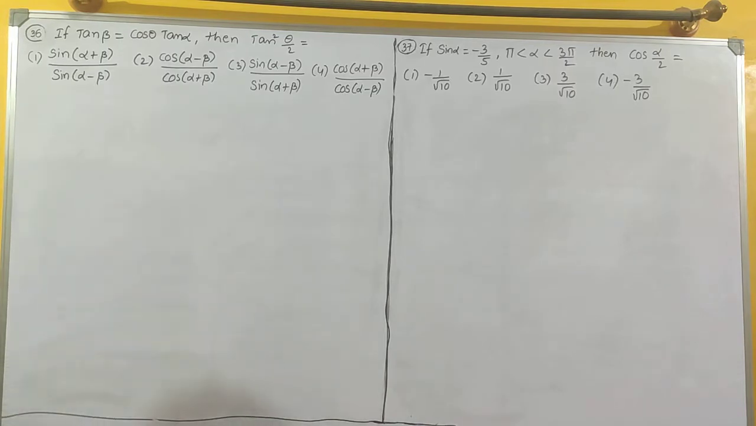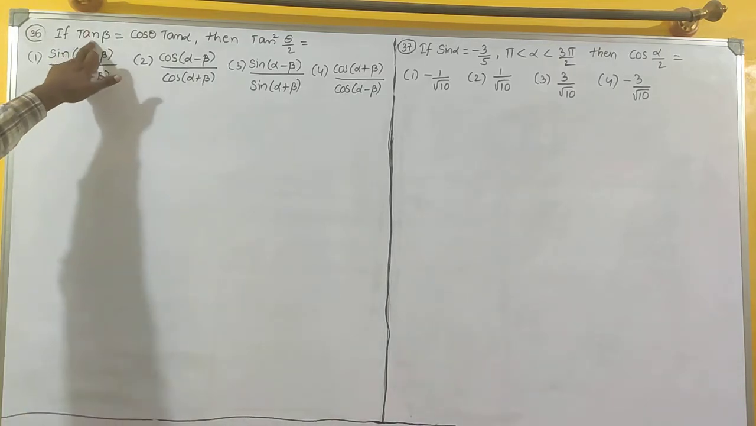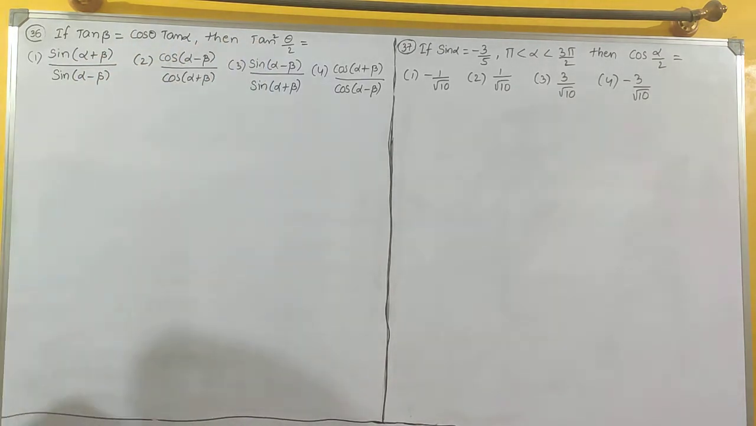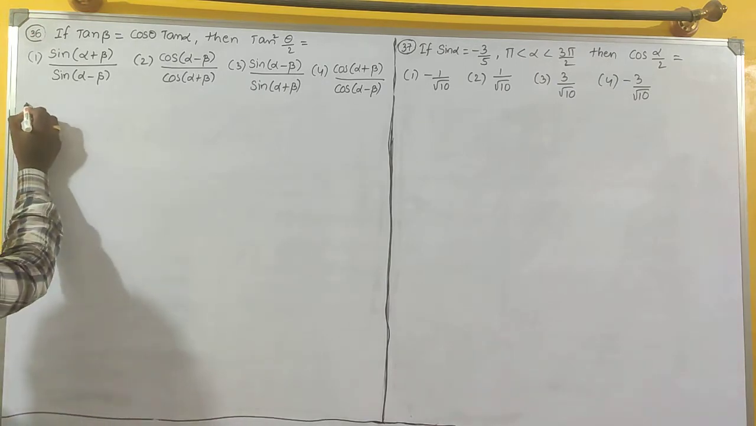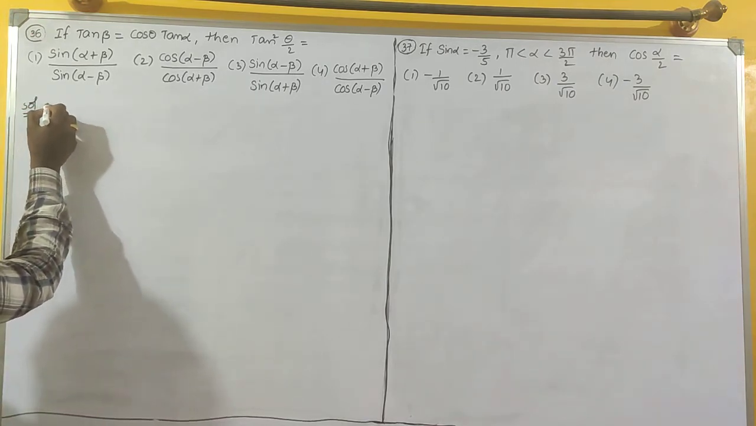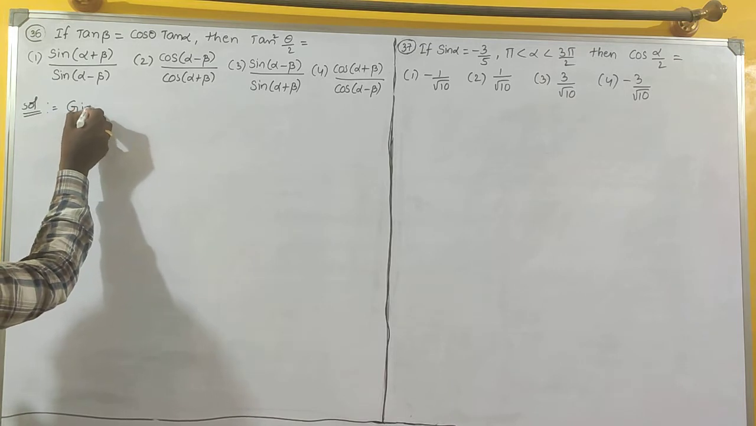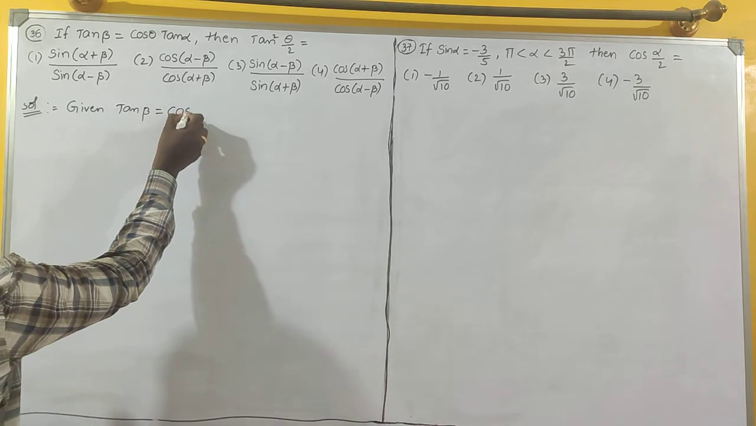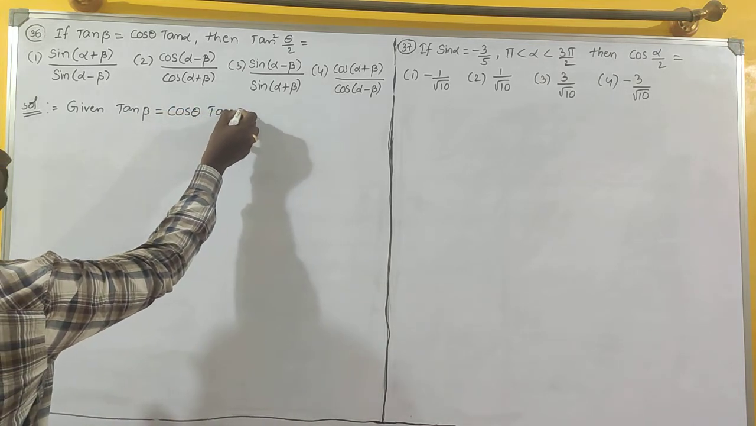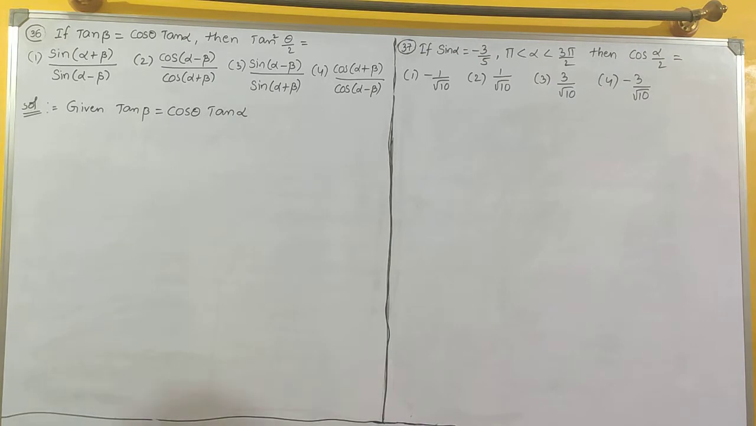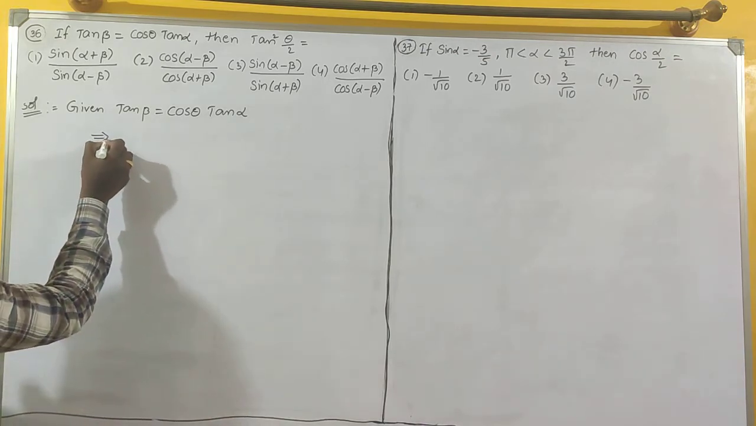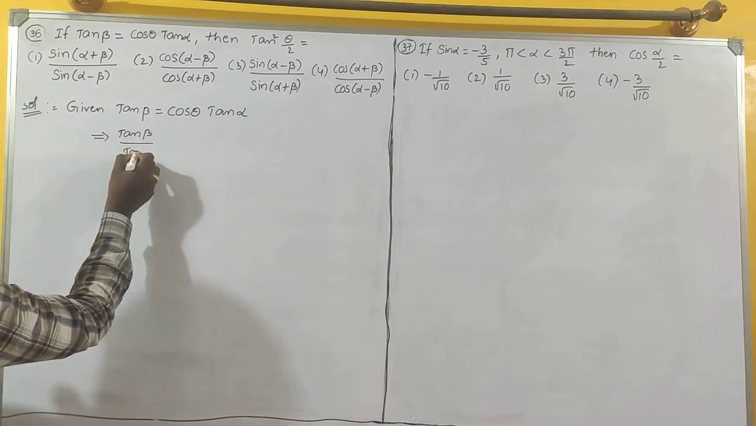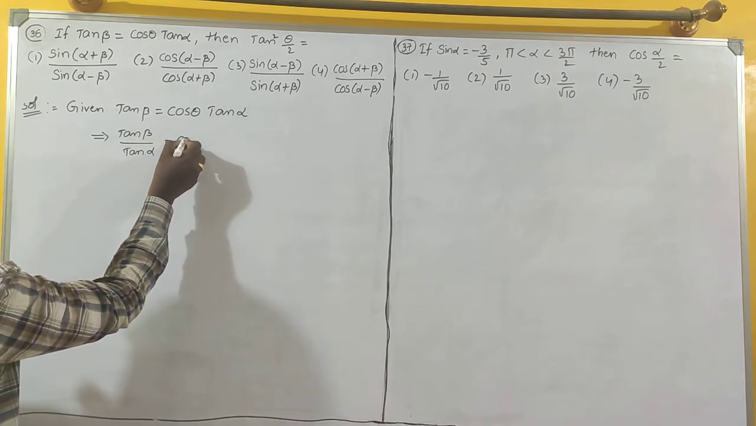Next question, question 36. If tan beta equals cos theta into tan alpha, then find the value of tan square theta by 2. Solution. Given tan beta is equal to cos theta into tan alpha. From this, I can write tan beta by tan alpha is equal to cos theta.